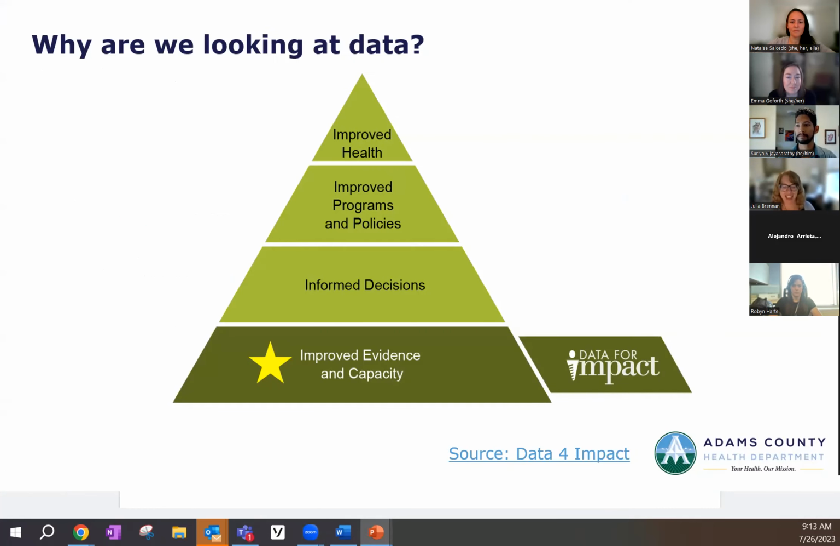So this is a pyramid. From a big picture perspective, at the top of the pyramid is the goal of improved health. And data is part of the foundation at the bottom of the pyramid to provide improved evidence and capacity, so we can then make informed decisions and improved programs and policies that then lead to improved health. So data are pieces of evidence that we can use to make informed decisions to improve programs and then improve health. That's the big picture perspective on why we are looking at data. This is from a group called Data for Impact. And then I think Surya is going to talk more about data equity.